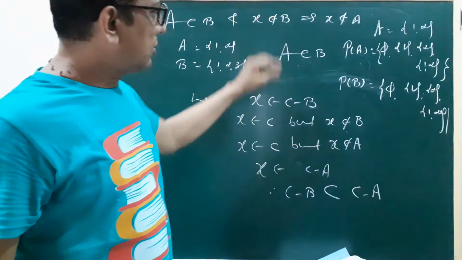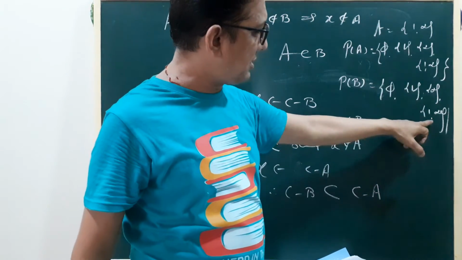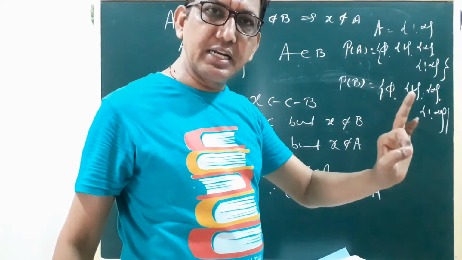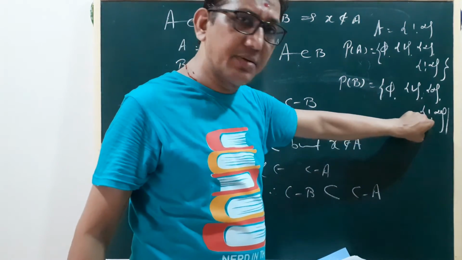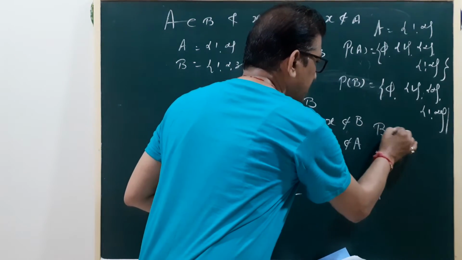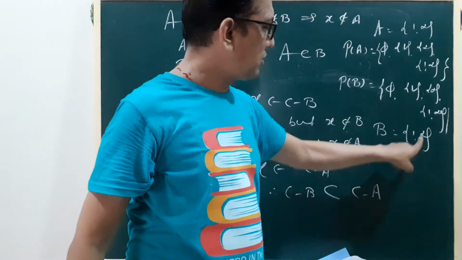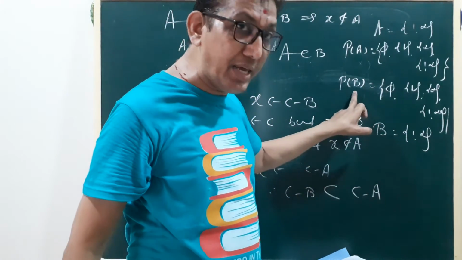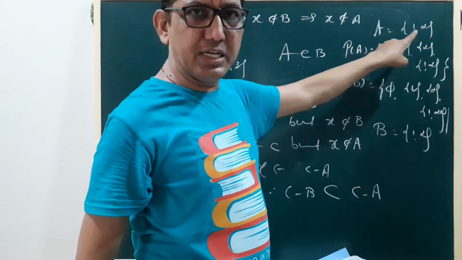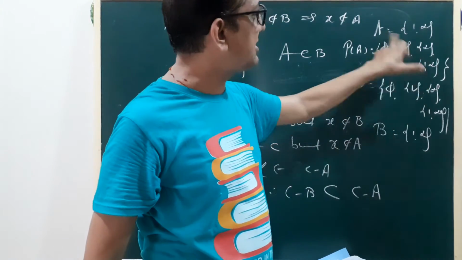Clear? Okay. So the first is the empty set, and the last one is the set itself. When we write the power set, the last subset is the set itself. So here the set itself is B equal to {1, 2}. This is your set B, because it is the power set of B. Again, here A equal to {1, 2}, we write the power set, and the set itself is A.